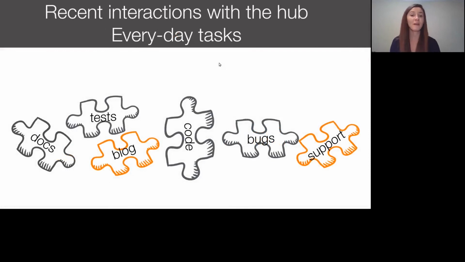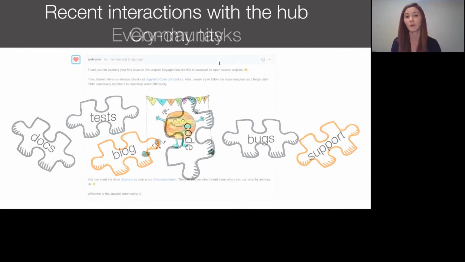So my first interaction with the hub was through configurable-http-proxy. We know that already. Now, as a contributor in residence, I get the chance to help the maintainers with the everyday things that happen in an open source project. So here we have things like improving the documentation, writing or restructuring the tests, writing blog posts, writing code, fixing bugs, or just offering support to other people.